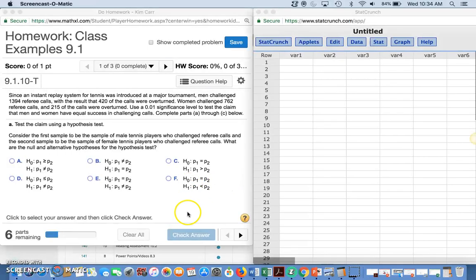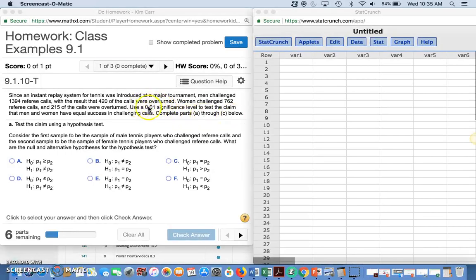Since an instant replay system for tennis was introduced at a major tournament, men challenged 1,394 referee calls, with the result that 420 of the calls were overturned. Women challenged 762 referee calls, and 215 of the calls were overturned. Use a .01 significance level to test the claim that men and women have equal success in challenging calls.